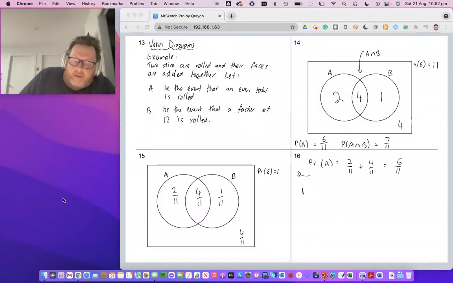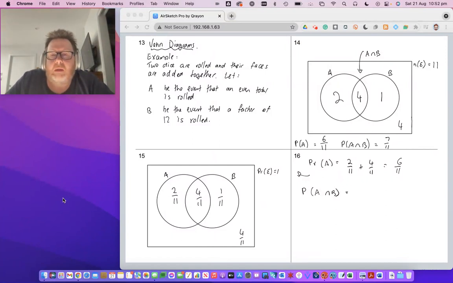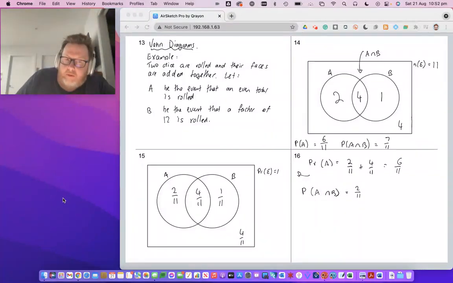Let's have a look at the probability of A intersect B, and let's use slide 15 as our example here. How would we work that out? Well, we'd work it out by saying 2 elevenths plus 4 elevenths plus 1 eleventh. So that would be equal to, oh, sorry, that's completely wrong. Beg your pardon. I made a mistake up above as well.